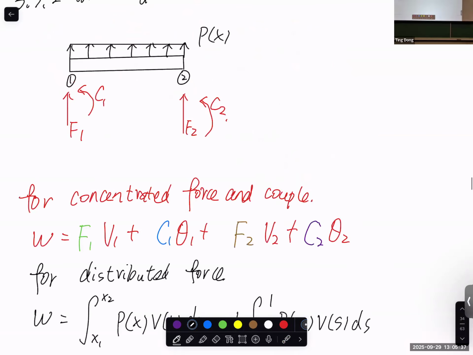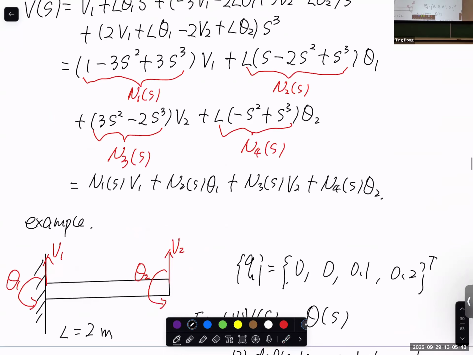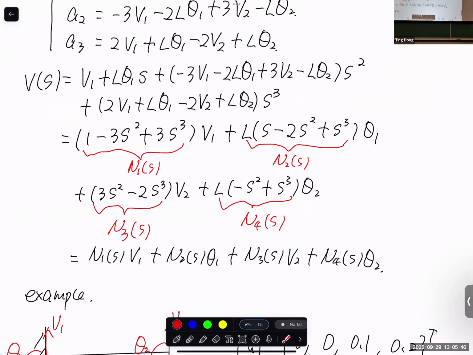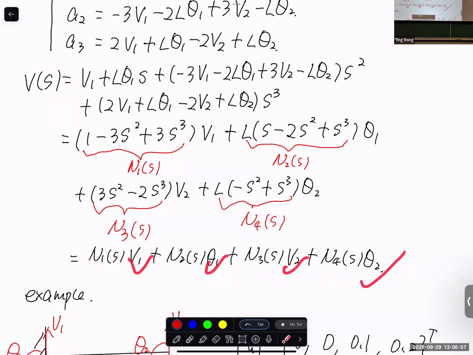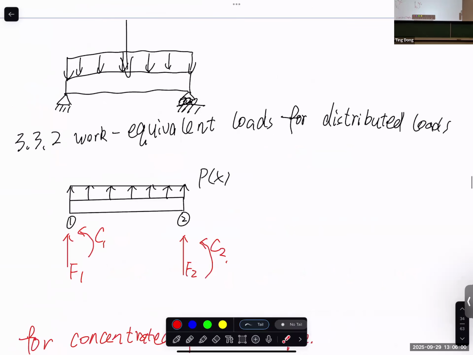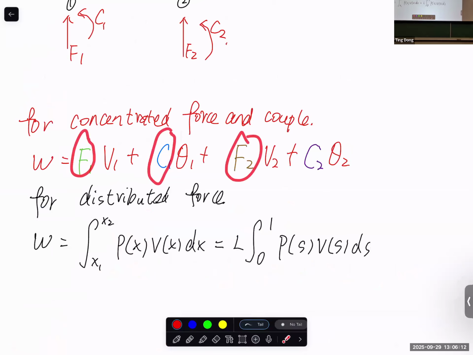Now, for the VS, we had the equation derived in the previous class. So here is VS equal to N1 V1, N2 theta 1, N3 V2, N4 theta 2. Now you can see some trend since we have V1, theta 1, V2, theta 2 here. And in the equivalent work done by equivalent nodal force, we have V1, theta 1, V2, theta 2. In the end, if we set these two equations equal, we can have a coefficient in front of each one, and it automatically becomes the equivalent nodal force. Makes sense or not? So this is the general idea.